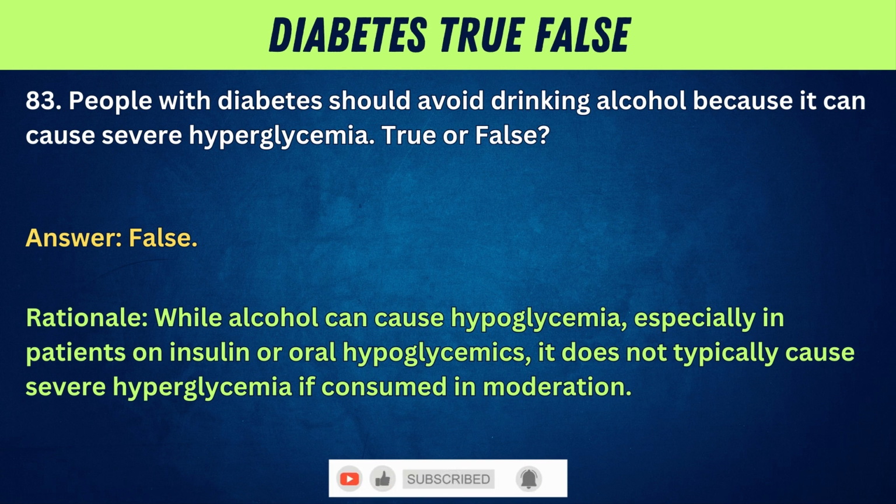83. People with diabetes should avoid drinking alcohol because it can cause severe hyperglycemia. True or false? Answer: false. Rationale: while alcohol can cause hypoglycemia, especially in patients on insulin or oral hypoglycemics, it does not typically cause severe hyperglycemia if consumed in moderation.